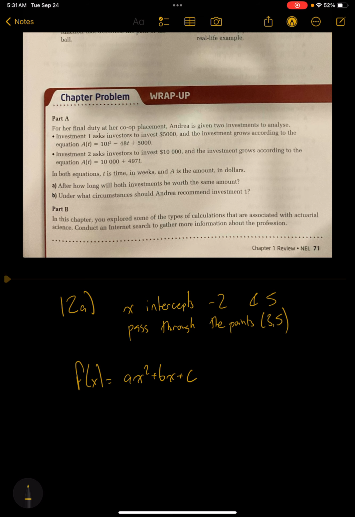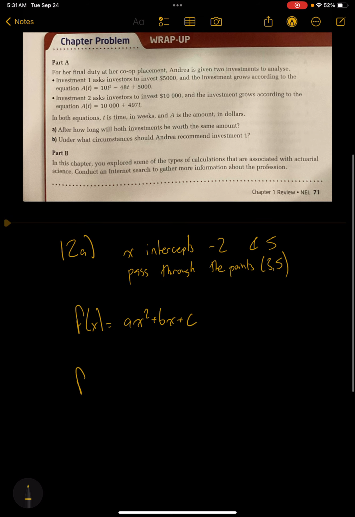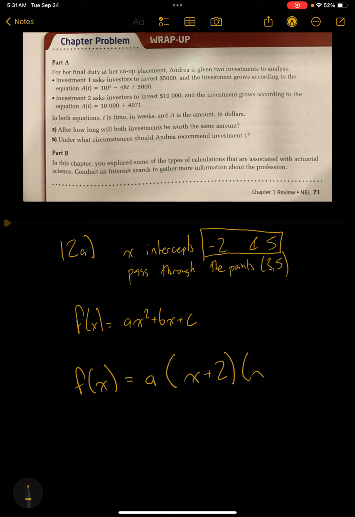That's standard form. So essentially, first, with the information we have, it's pretty easy to write it in factored form, which is something like this: a(x + 2)(x - 5). Okay, so how do we do that? Well, that's our first step. Now what's missing is we need to find a. How do we find a? Well, we have a point. We have x equals 3, and f(3) equals 5.